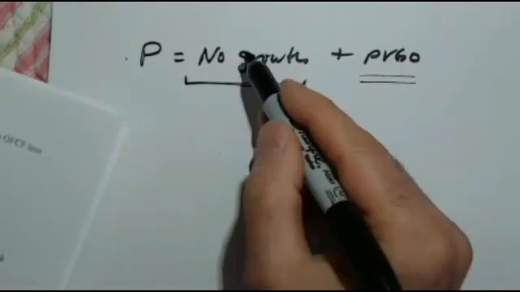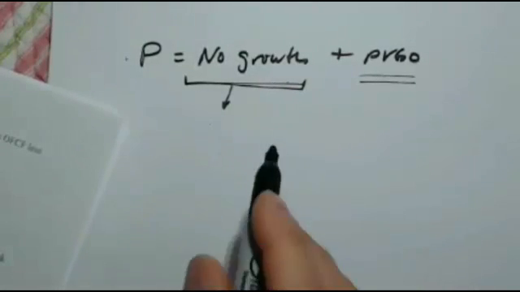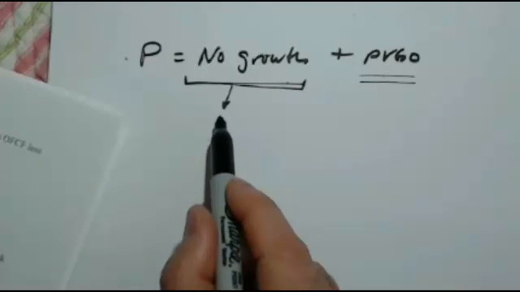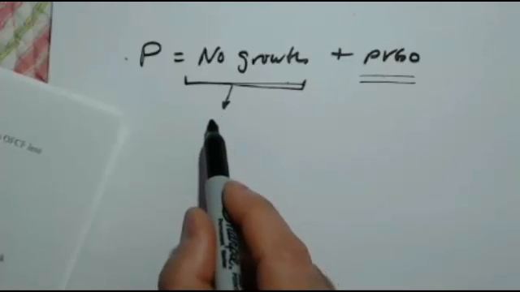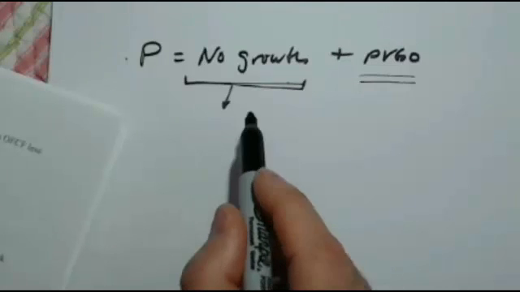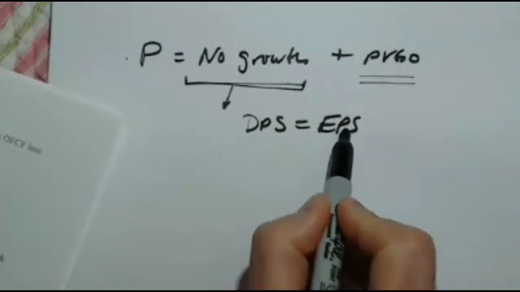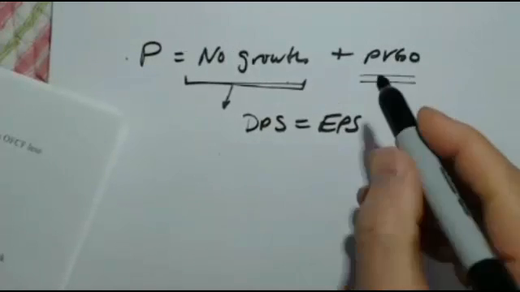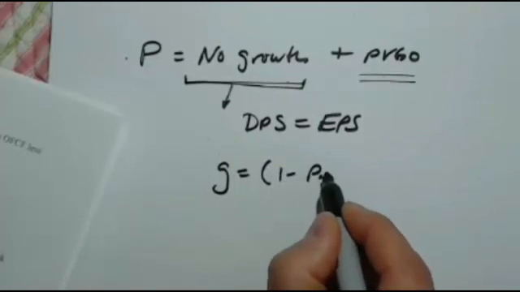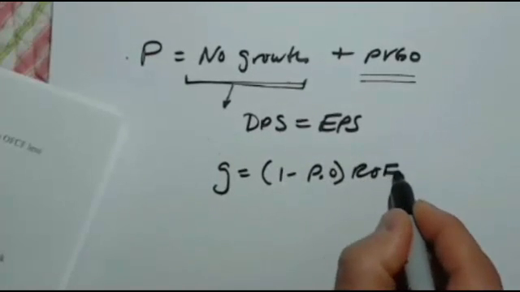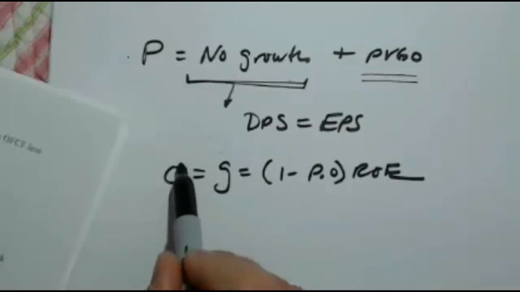Now another way to think of this, I said there was a second way of thinking about this no growth. You can get no growth by paying a dividend equal to your earnings per share. So your dividends per share equal earnings per share. Right? Because remember, g equals 1 minus the payout times ROE. And no growth means growth is 0.